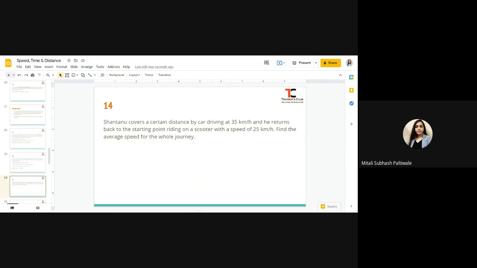Okay. Now, next question. Wherein the question says Shantanu covers a certain distance by car driving at 35 kilometer per hour. He returns back to the starting point riding a scooter with the speed of 25 kilometer per hour. So find the average speed of the whole journey. Okay. Now here there is no distance mentioned, but there is only speeds mentioned. How would we be able to find it out? Now look at this. If at all I'll be solving this question, then how?